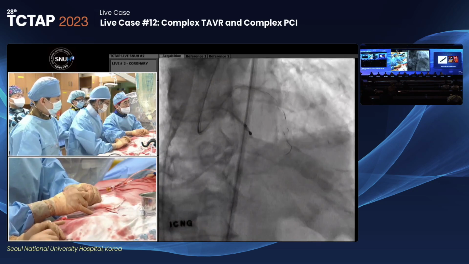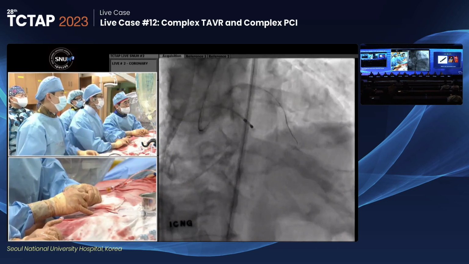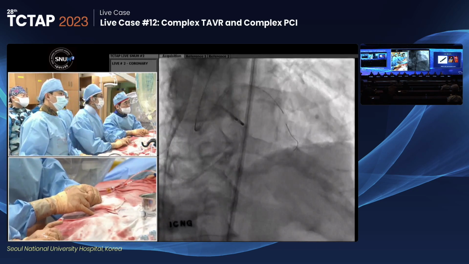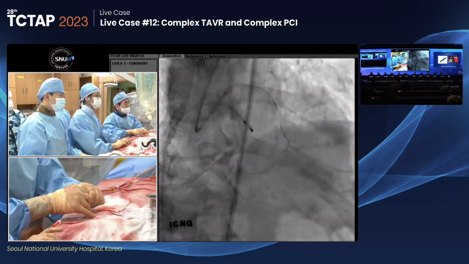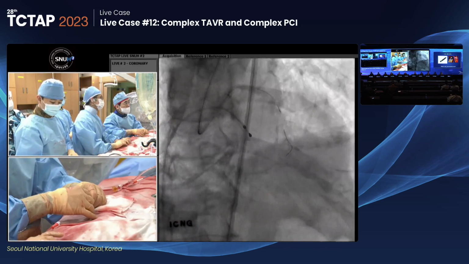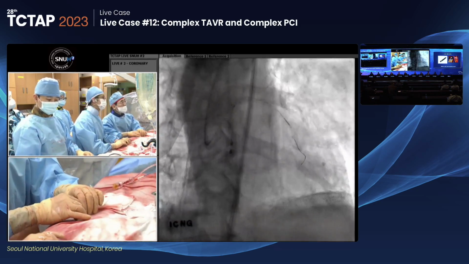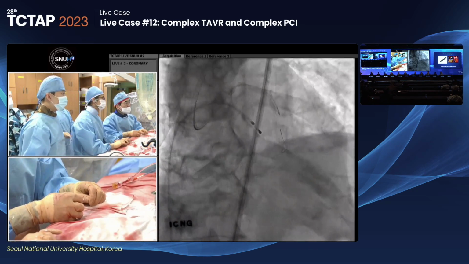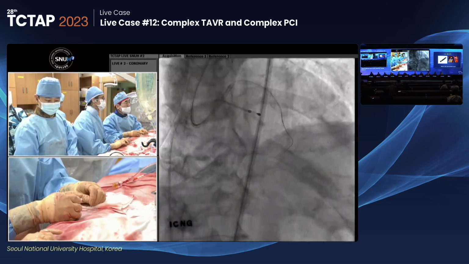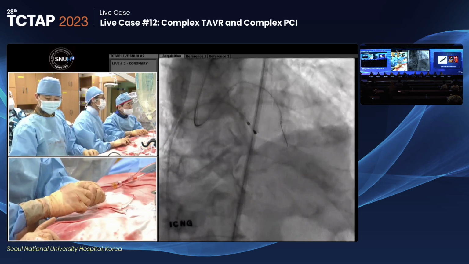That is the point that I reached before. Beyond this point, I cannot advance the wire due to friction. Oh, really? Oh, I forgot about the rotor wire. One option is to treat left main to proximal LAD.